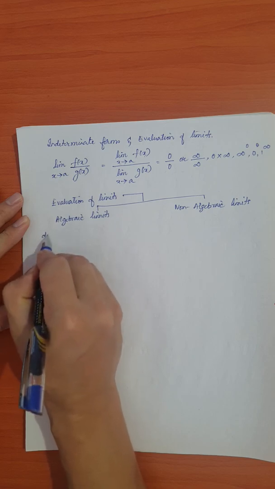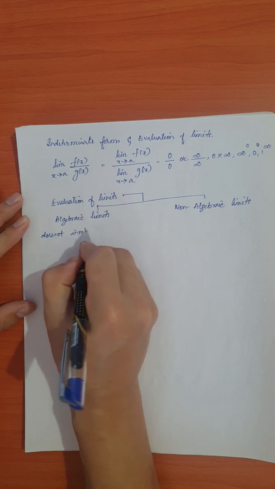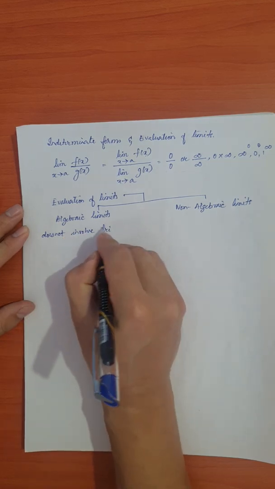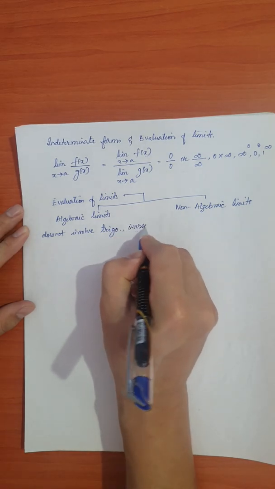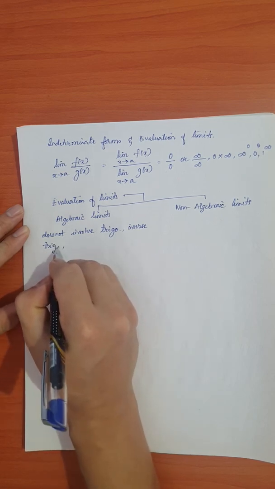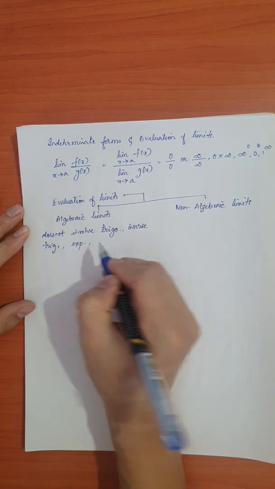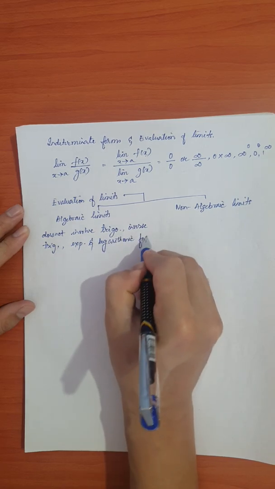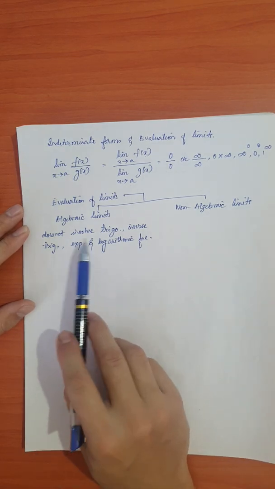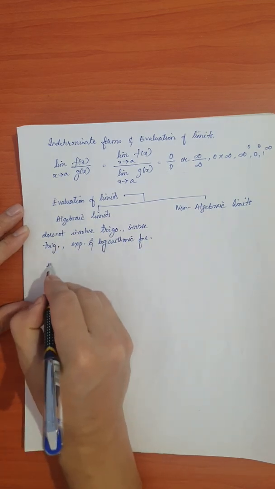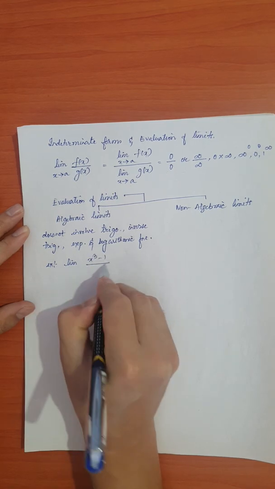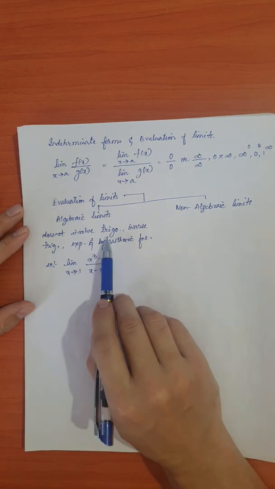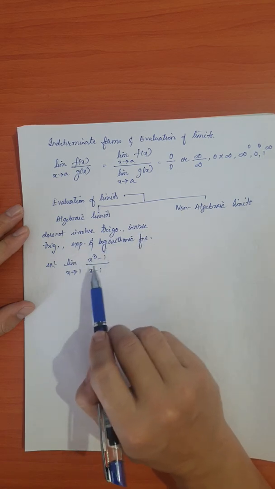does not involve trigonometric, inverse trigonometric, exponential and logarithmic functions, then it is a problem on algebraic limits. For example, limit x tends to 1 of x cubed minus 1 by x minus 1. No trigonometric, inverse, exponential or log function; this is known as algebraic limits.